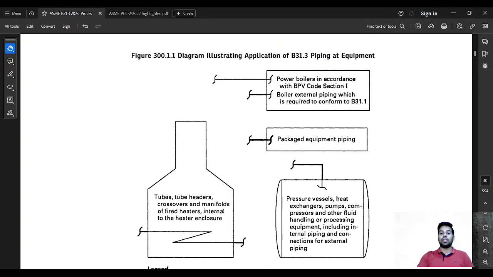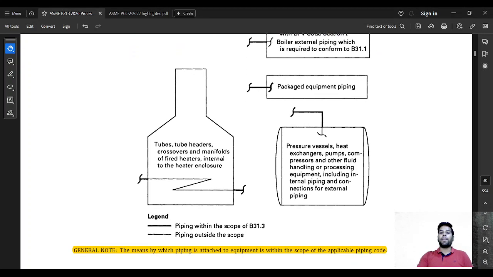Same thing with power boilers. Power boilers in accordance with BPVC code Section 1 are not the scope of ASME B31.3, but boiler external pipeline is required to conform to B31.3, but apart from that you can have a B31.3 that can be used. Packaged equipment piping will be considered to be process pipe. Pressure vessel, heat exchangers, pump, compressor and other fluid handling and processing equipment, including internal piping and connections for external pipeline. So internal piping will not be the part of ASME B31.3, but the external piping are generally going to be the part of ASME B31.3 services.